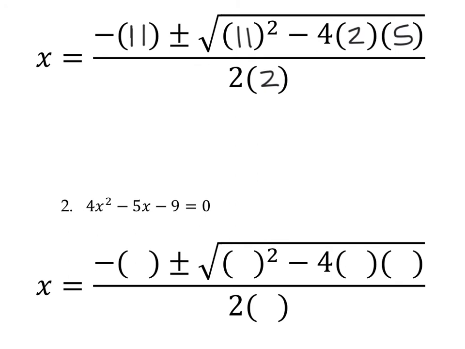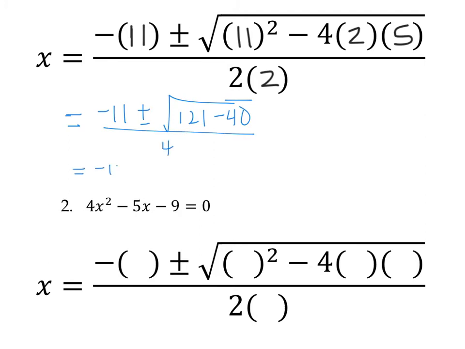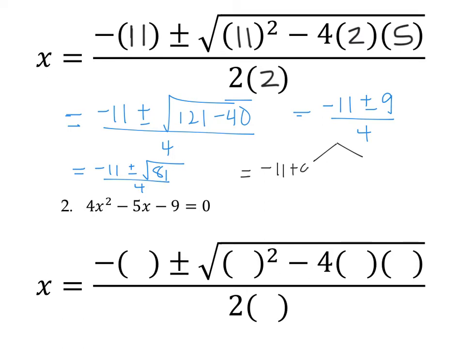All right, we're just going to go ahead and simplify what we can. So we've got this equals negative 11 plus or minus the square root. 11 squared is 121. 4 times 2 times 5, well, that's minus 40. All over 2 times 2 is 4. Keep simplifying. Negative 11 plus or minus the square root of 81 all over 4. Well, we know the square root of 81 is actually a number, so this is negative 11 plus or minus 9 all over 4. Now we can break those up into two different answers. So this could equal negative 11 plus 9 over 4 or negative 11 minus 9 over 4. Both of those are solutions for this problem.